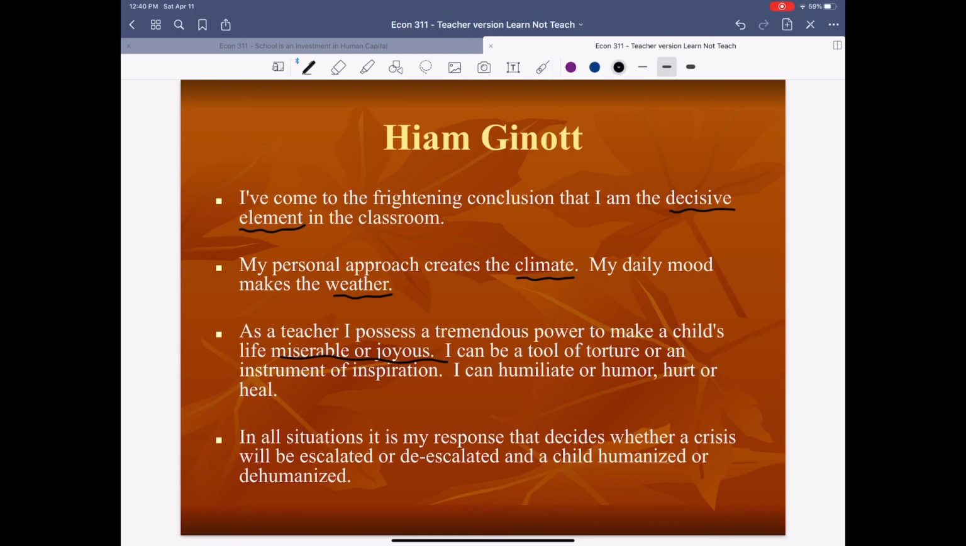And then finally, he says, "In all situations, it is my response that decides whether a crisis will be escalated or de-escalated, and a child humanized or dehumanized." Again, how we treat them. And if you think back to a moment in your own life where a teacher made the difference, for better or for worse, hopefully for better, but if you have an experience where a teacher really did harm, hopefully you can take that in and learn from it and remember how that affected you and not to continue that.